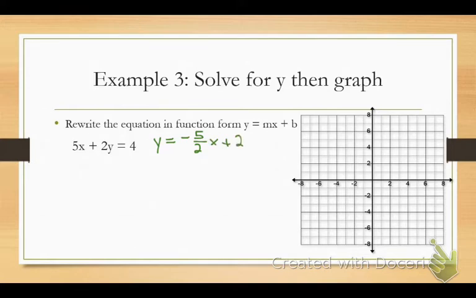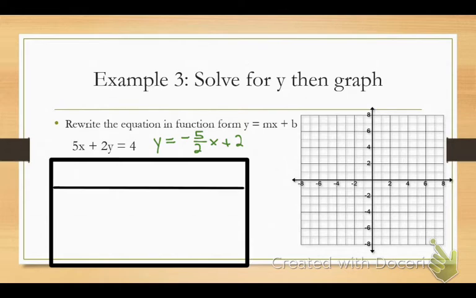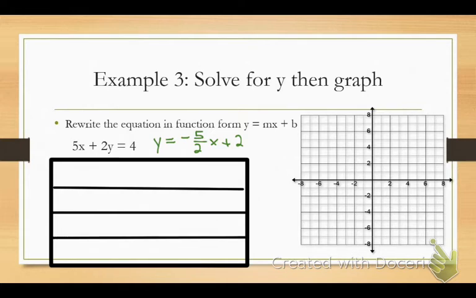Now I need a table, okay? So in order to graph, I need a table of at least 3 values. So I'm basically doing now what I did in example 1, all right? And there's just going to be one small change that I'm going to make. Okay, so here's my x values. I've got to pick which values I want to use for x. And then I substitute.